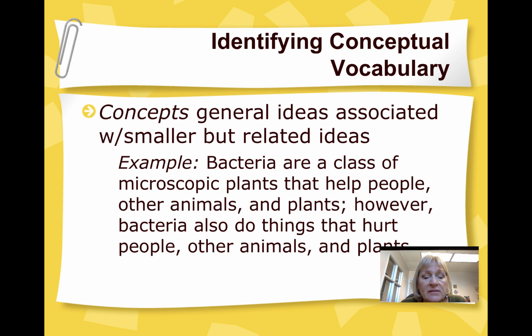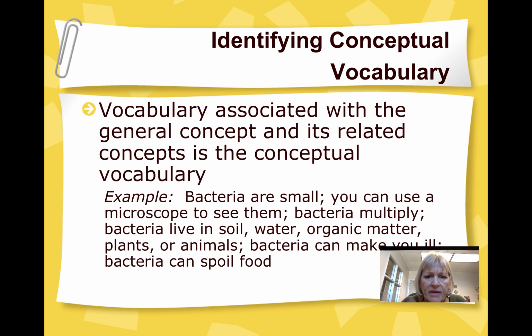And so if you look at this example here, bacteria are a class of microscopic plants that help people, other animals, and plants. However, bacteria also do things that hurt people, other animals, and plants. Well, so what are bacteria? Let's see. They're microscopic. What does that mean? That means that I can't see them without a microscope, right? And I know that they can help people, animals, and plants, but they can also hurt people, animals, and plants. So I have to be able to think about that.